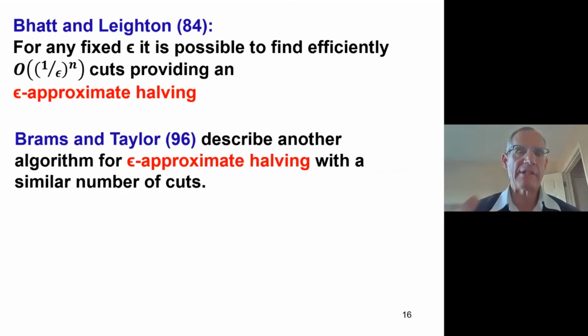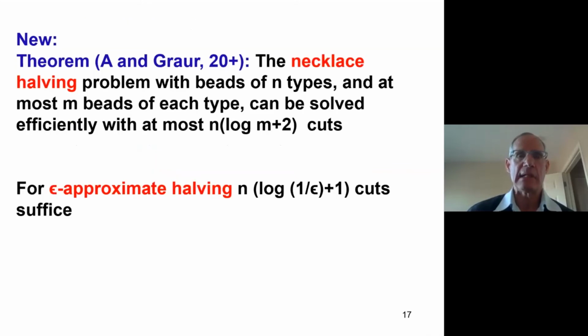There is a related result, but these authors also care about some different aspects of the algorithms we are allowed to use, so let's not worry about this. But you see, even here, if epsilon is fixed and n, the number of types, is, I don't know, log of the length of the necklace, then this is still a reasonable number of cuts. Maybe we want to do better, so this is another result that I want to say something about, depending on how much time we have. This is with Andrei Graur, who was a student at Princeton and is now at Stanford.